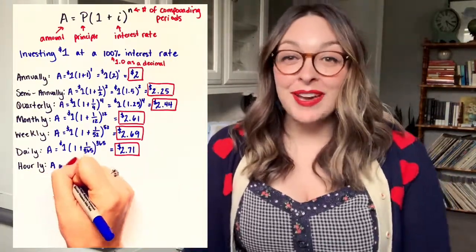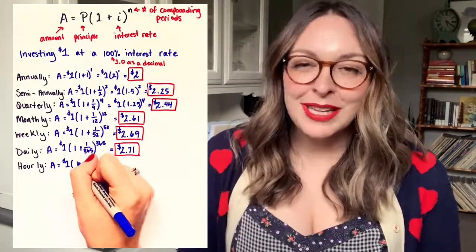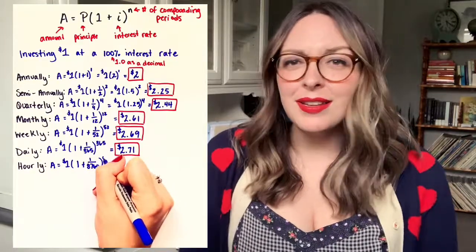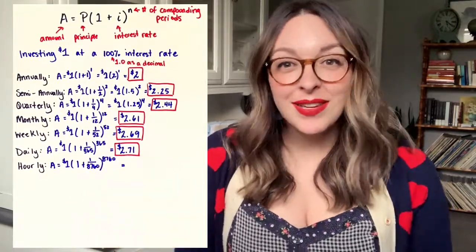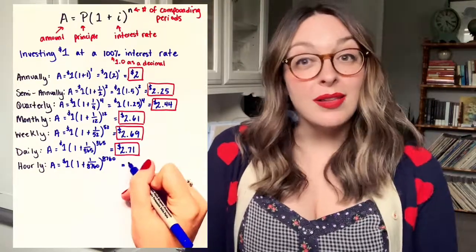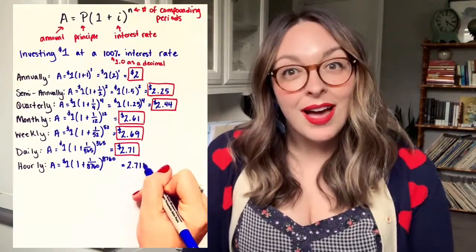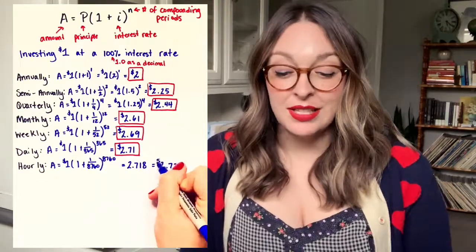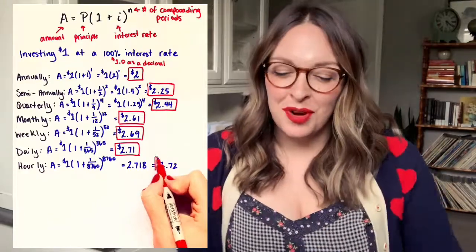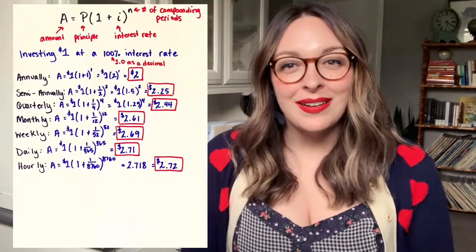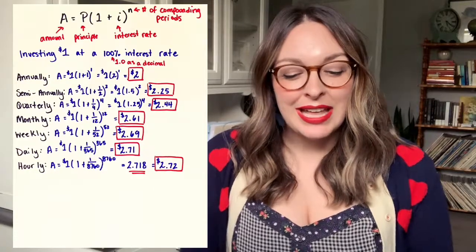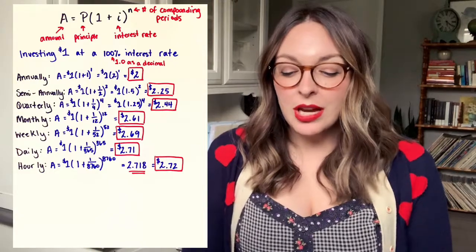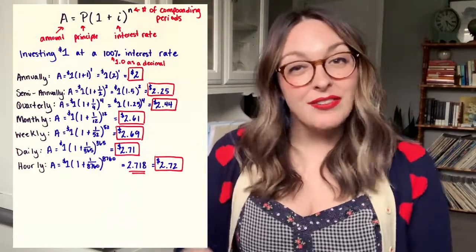So if we are compounding this hourly, we take $1, we multiply it by 1 plus 1 over 8,760, all to the power of 8,760. I plugged that into my calculator. I got 2.718, which rounds up to $2.72. But I had to keep that 1 in there just for a minute because it shows you it's still going up, but now it's starting to go up really, really slowly. And that's a pretty big jump from 365 to 8,760. So we can assume that it kind of levels off here.